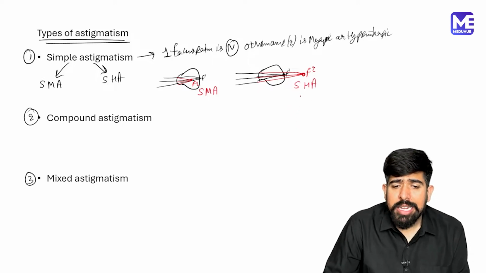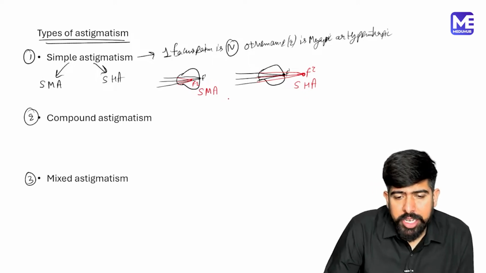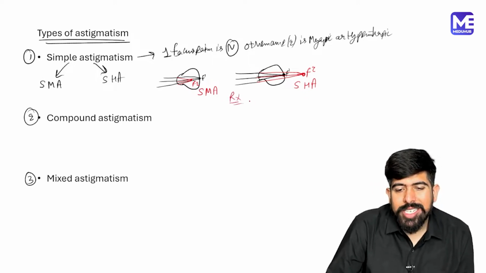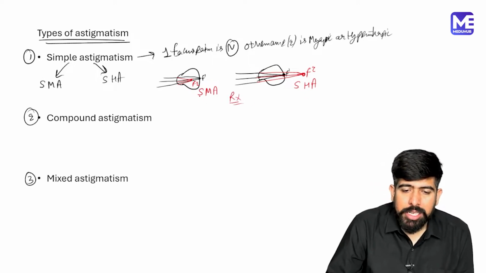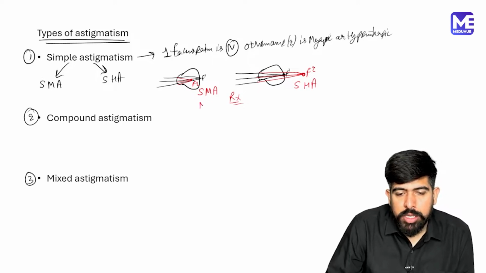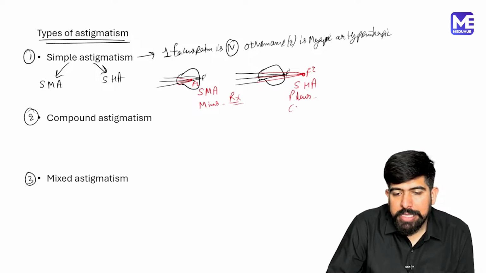Simple hypermetropic. Now, if we are talking about the treatment part of it, please remember, in simple myopic astigmatism, of course we use the minus lens, and here we're going to use the plus lenses. But please remember, in the cylindrical form, I hope you know about it.